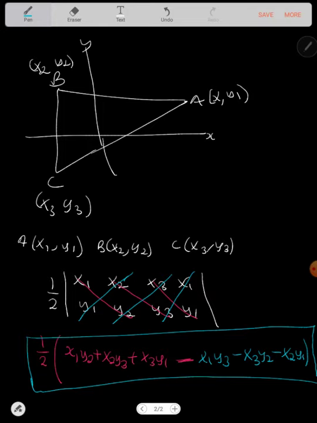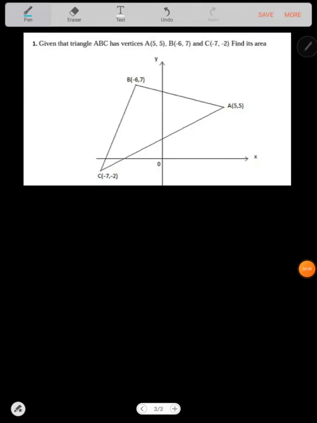Let's look at an example, then we end the video. I have a question that says, given the triangle ABC has vertices, A is here, B is here, and C is here, how can you find the area of this triangle? So we have all the vertices there. Now we know that A is 5, 5. B is negative 6, 7. And C is negative 7, negative 2.